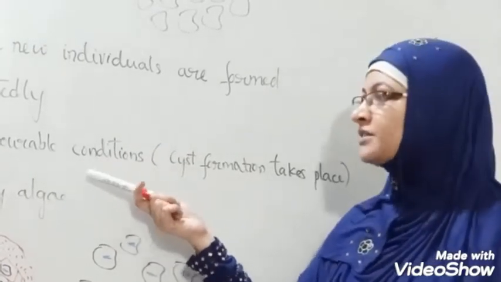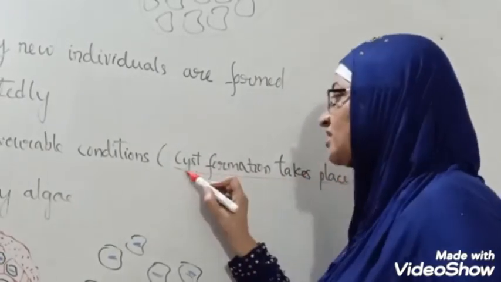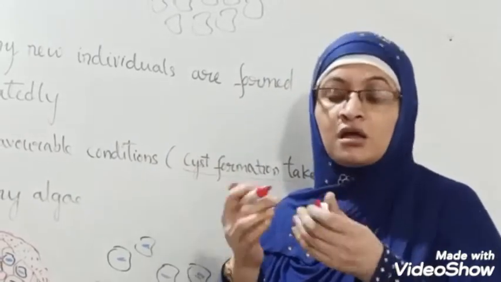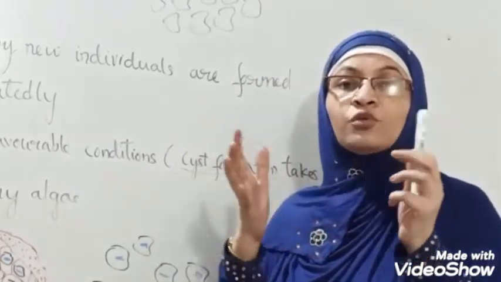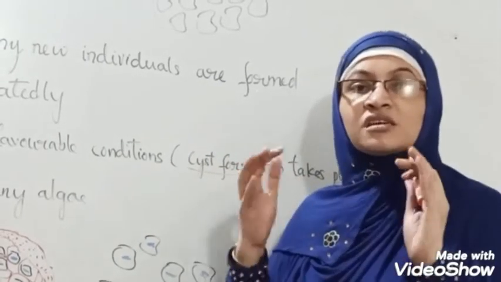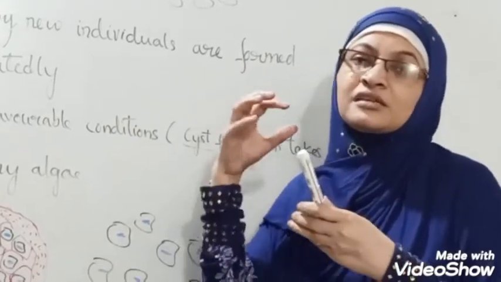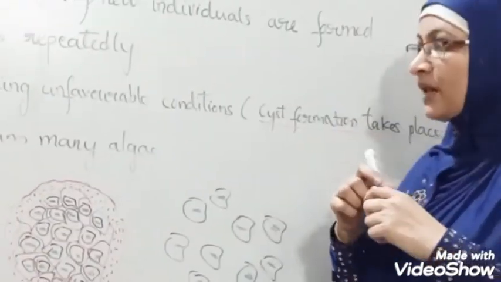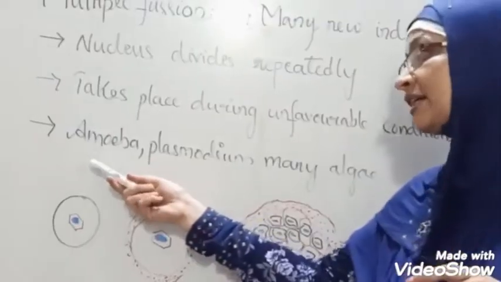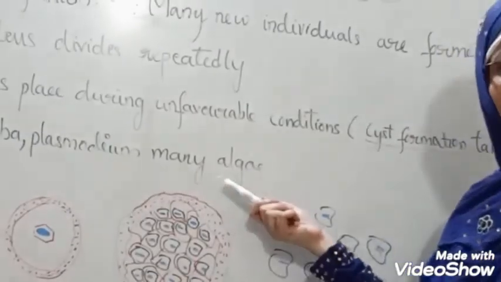And what happens in multiple fission? Cyst formation takes place. What exactly is a cyst? Growing one outer covering over the newly dividing nucleus or the newly dividing organisms is called a cyst. The cyst is there as a protective layer, and it also provides nutrients to the dividing cells. Now, in which organisms can it take place? It can take place in amoeba, in plasmodium, and in many algae also.